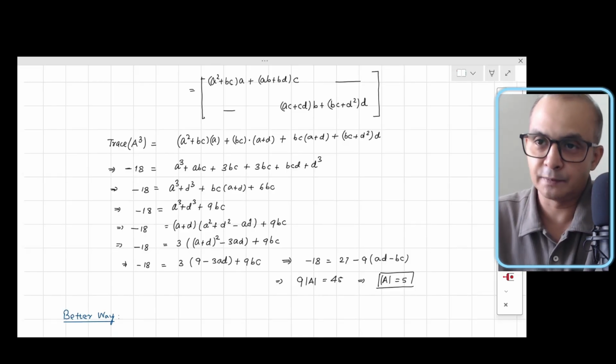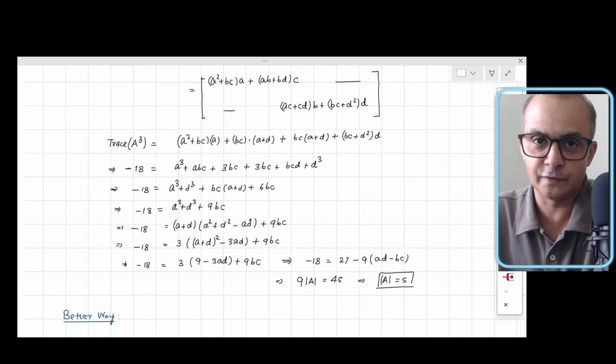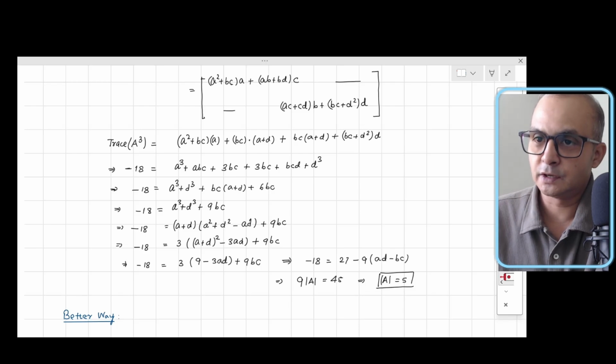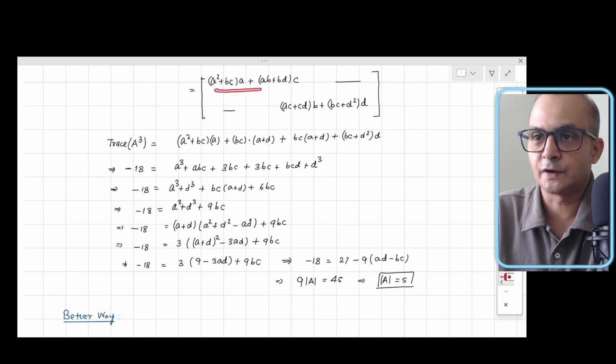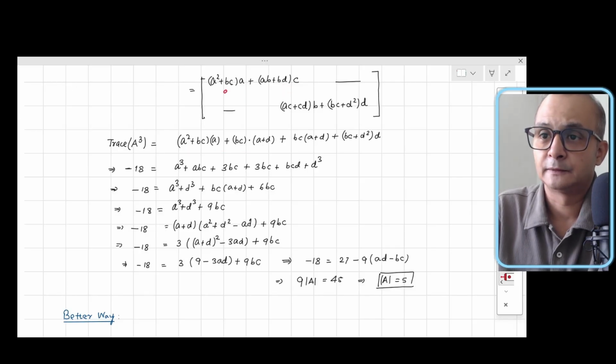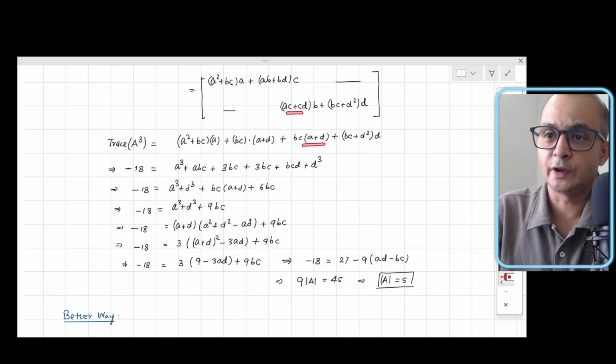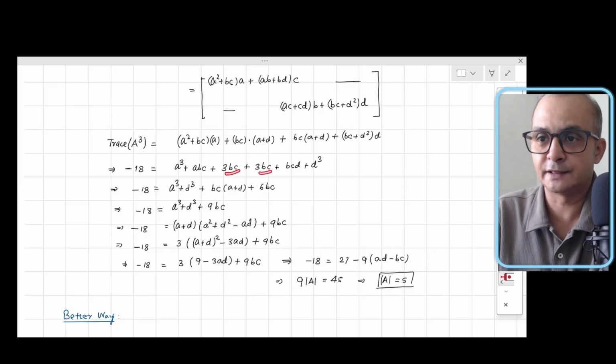We club the elements in such a way that we find the piece A plus D to substitute with 3. Here we can see this is the first element we wrote. By taking BC common, because B we can take common here, we get BC and A plus D. Similarly, here we can take C common, so we get A plus D. Each A plus D I am replacing with 3. This will become 3BC and 3BC.